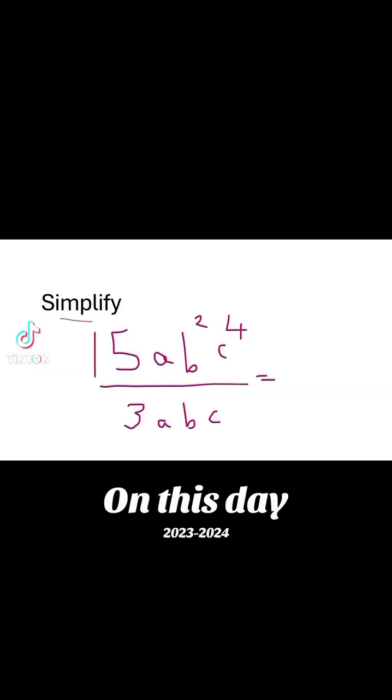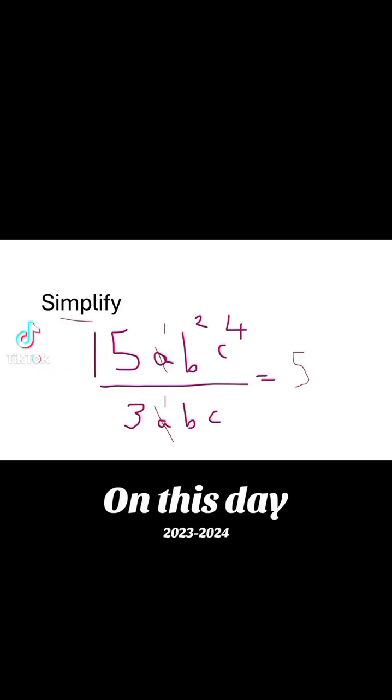The key part for this, guys, is numbers going with numbers, letters going with letters. Let's do it piece by piece, bit by bit. 15 divided by 3 is 5. a divided by a is just 1, so they just cancel. It goes to 1. You can put a 1 there.